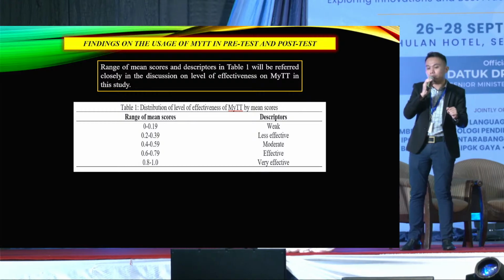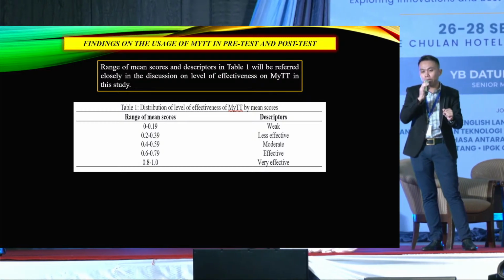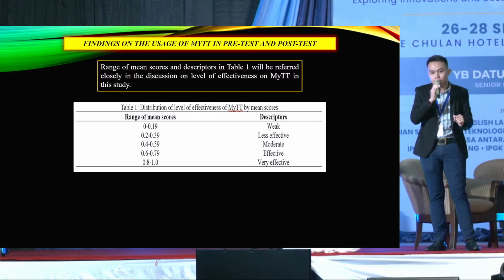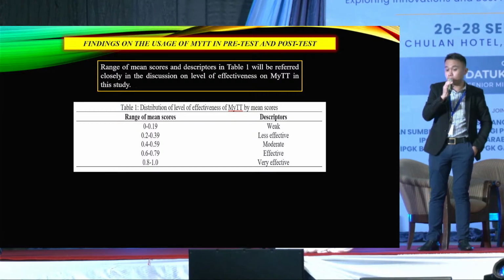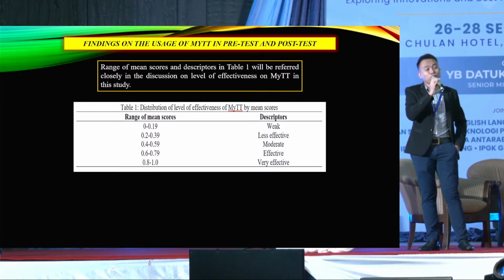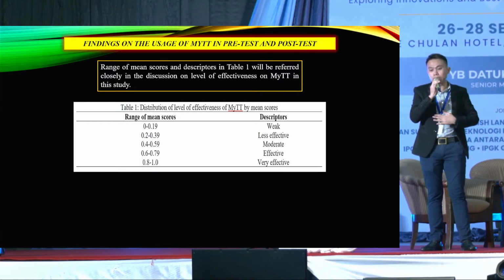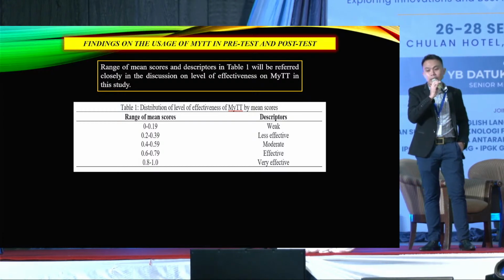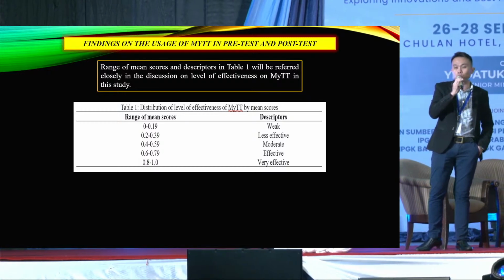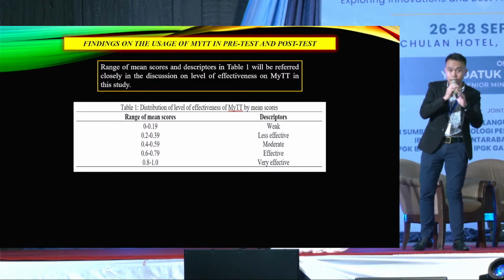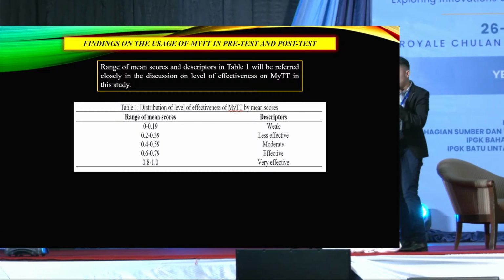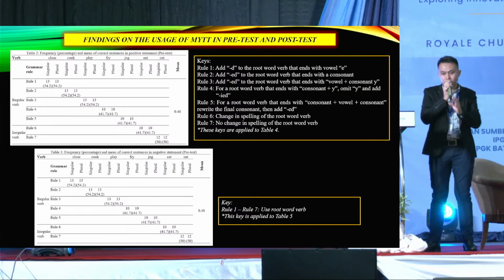So we have the value 0 to 0.19, which is weak; 0.2 to 0.39, less effective; 0.4 to 0.59, moderate; 0.6 to 0.79 is effective; and 0.8 to 1.0 is very effective. Next slide, please.